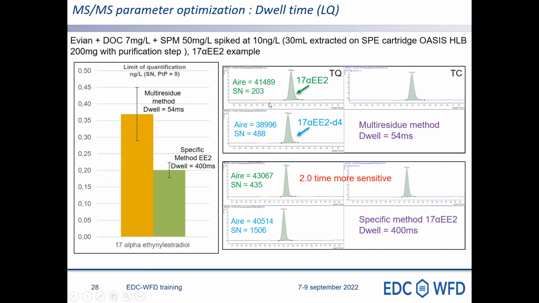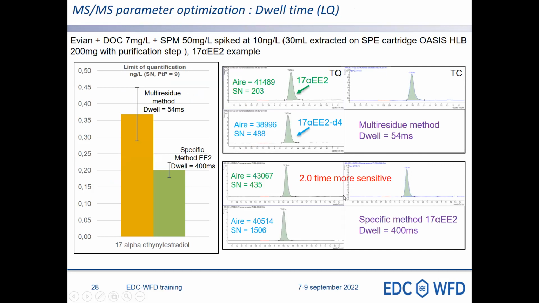Importance of the dwell time. Here you have the chromatogram showing you, once again, 17-alpha estradiol. It is one of our critical points in this development. So here you have the difference between a dwell time of 54 ms and a dwell time of 400 ms.